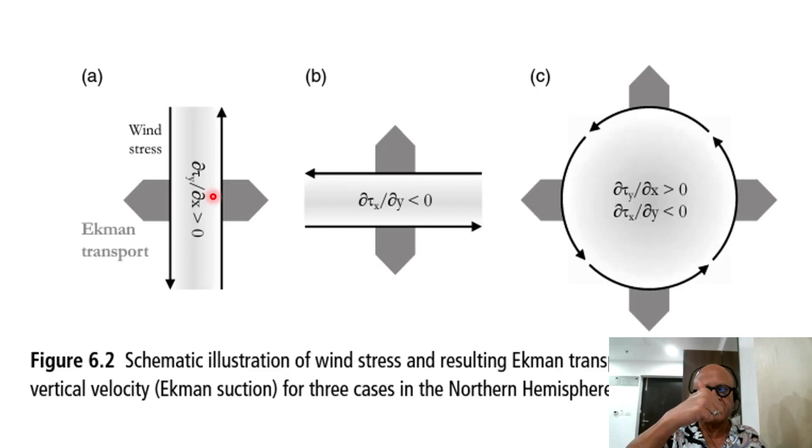And similarly, if ∂τx/∂y is less than zero, so let's say we have westerly winds here and easterly winds here, so again wind stress curl is positive, which means the Ekman suction and Ekman velocity are upward and there is a divergence in the meridional direction here.